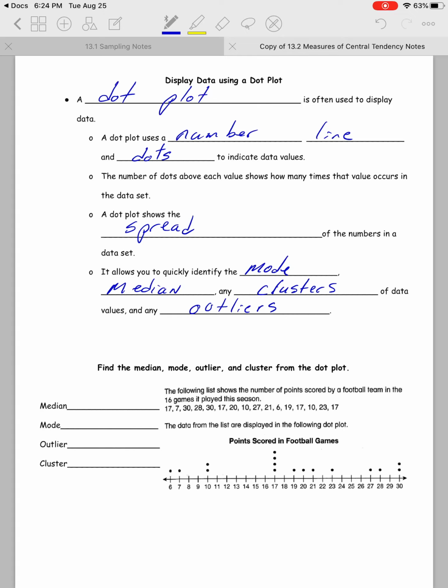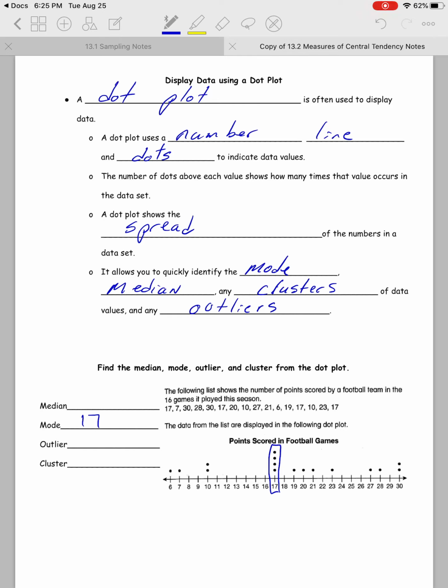And you notice here the following list shows the number of points scored by a football team in 16 games it played during a season. And there's all the scores. The data from the list is displayed below. Well, let's look at the mode, the most. How many times, or the one value that showed the most. And if you look here, number 17, look, it's stacked up high with 4, and there's nothing else even close. 30 and 10 have 2 times. So your mode is 17.